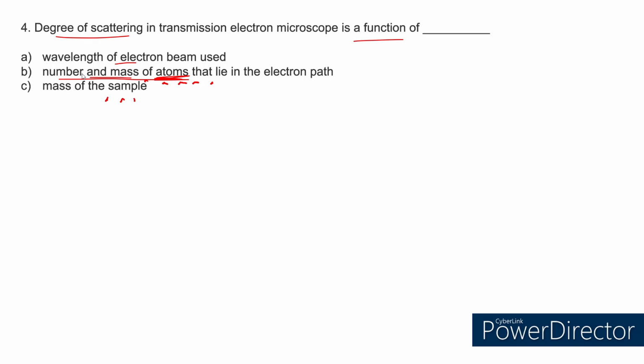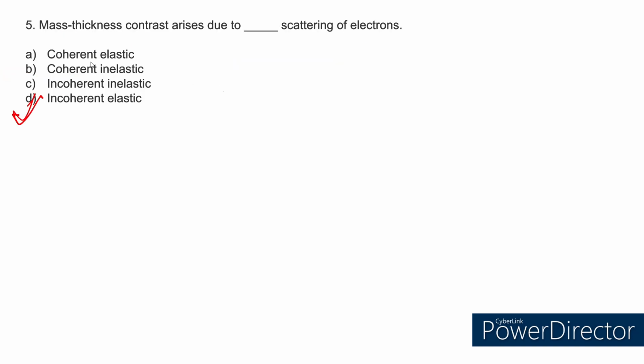So the answer will be the number and mass of atoms that lie in the electron path. Mass thickness contrast arises due to incoherent scattering of electrons.